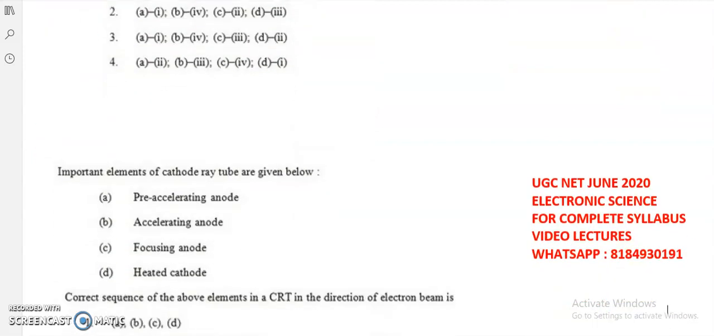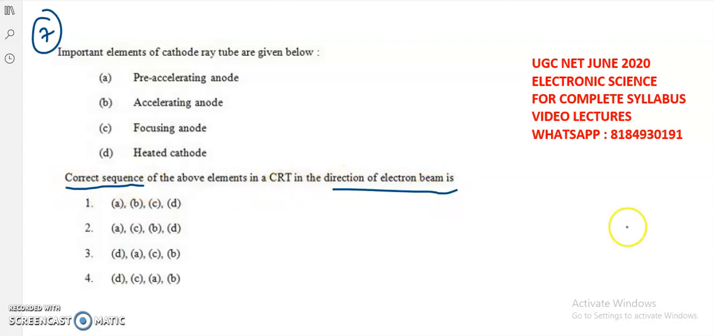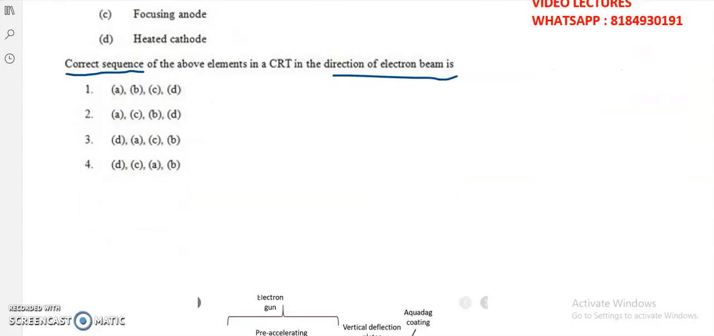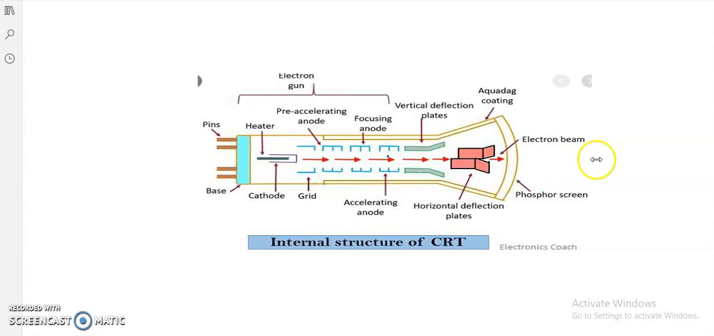And now coming to the next question. It is the seventh question. Important elements of the cathode ray tube are given below: pre-accelerating anode, accelerating anode, focusing anode, and the heated cathode. Here they are asking to find out the correct sequence of the above elements in a CRT in the direction of the electron beam. Coming to the cathode ray tube, it is an internal part of the cathode ray tube that you can observe here.